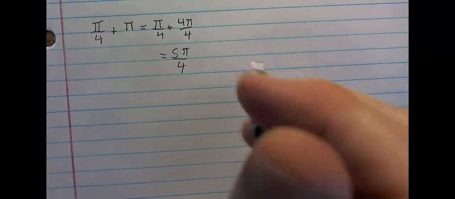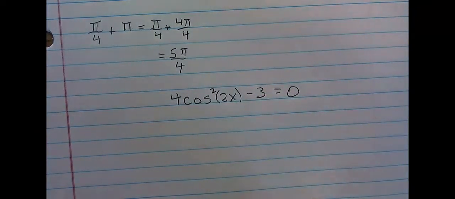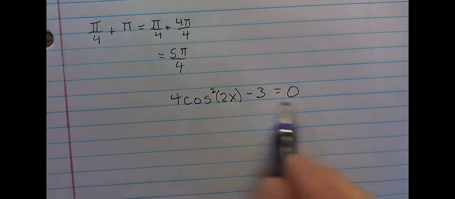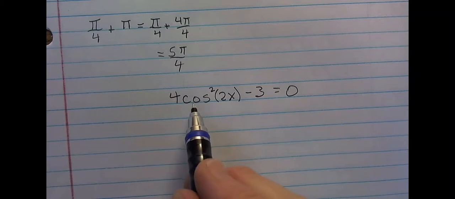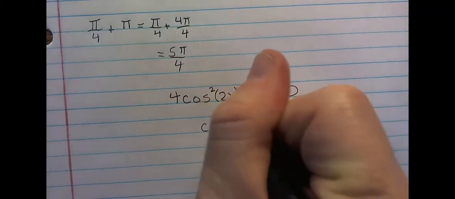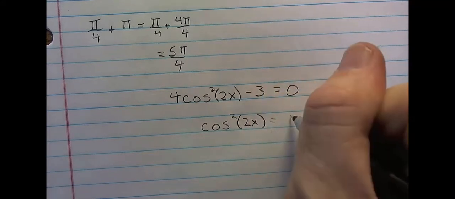Okay, so let's look at one more. Let's suppose that I've got (4 cosine 2x minus 3) squared equals 0. Okay, so this one's got a lot going on with it. Let's suppose we want to solve this one. Well, first of all, we solve for the cosine. So we've got cosine squared of 2x equals 3 over 4.